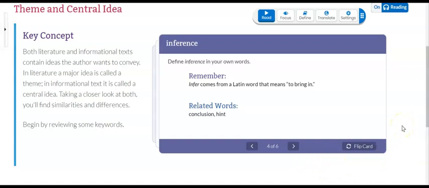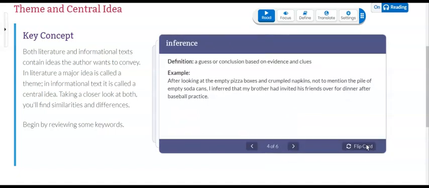Inference. Infer comes from a Latin word that means to bring in. Example. After looking at the empty pizza boxes and crumbled napkins, not to mention the pile of empty soda cans, I inferred that my brother had invited his friends over for dinner after baseball practice.